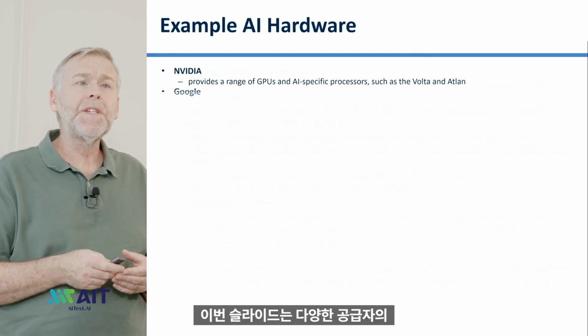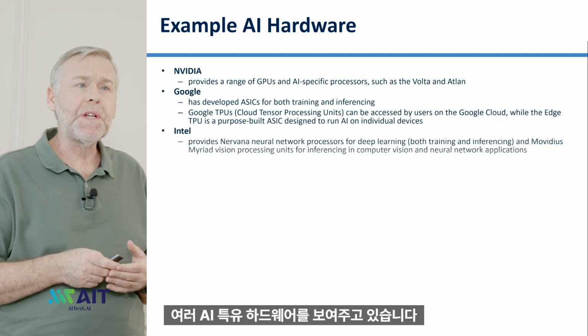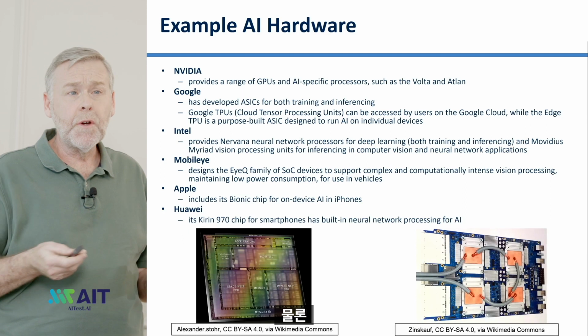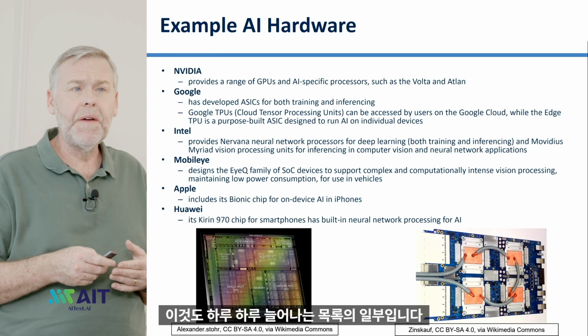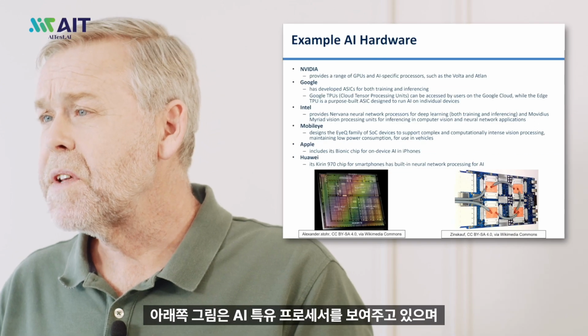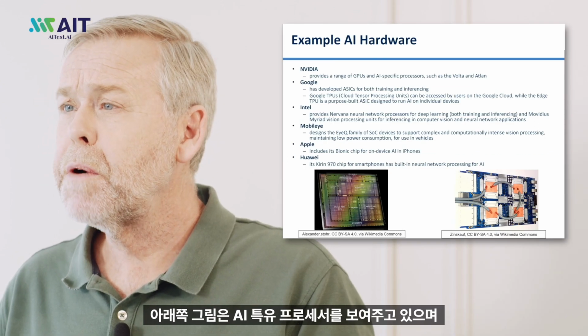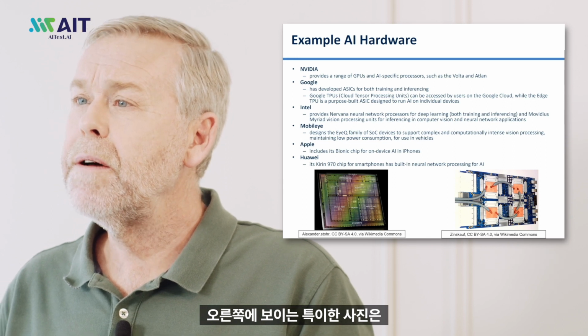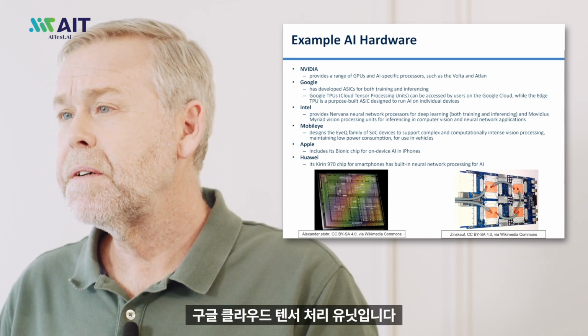This slide provides several examples of AI-specific hardware from a variety of different suppliers. Of course, this is only a sample of an ever-increasing range of options. The pictures at the bottom of the slide are of AI-specific processors, and the unusual one on the right is the Google Cloud Tensor Processing Unit.